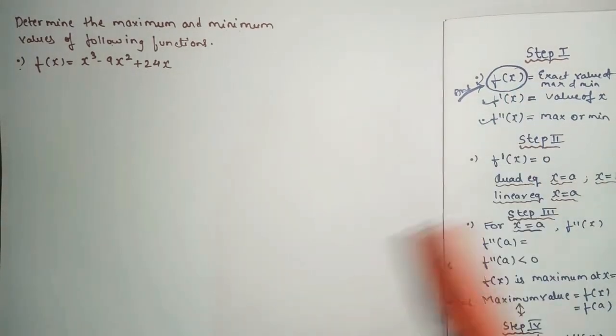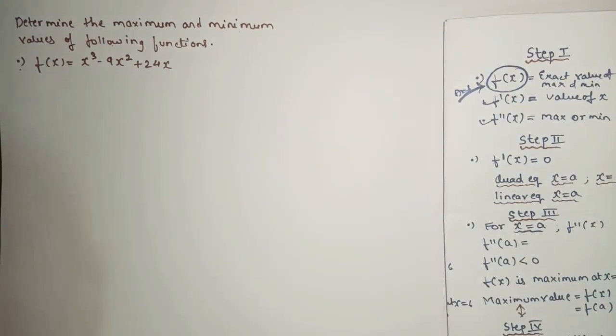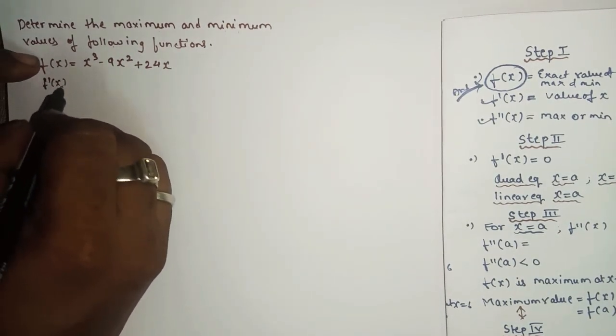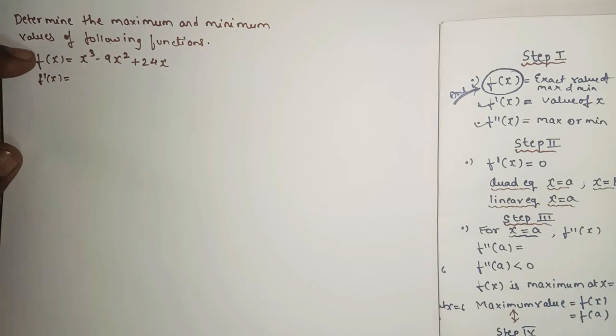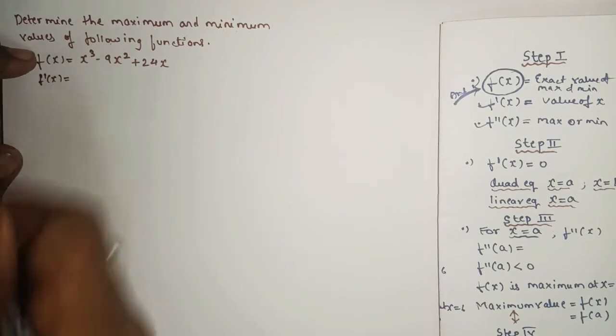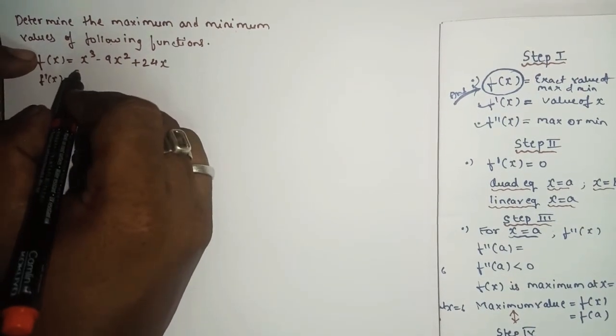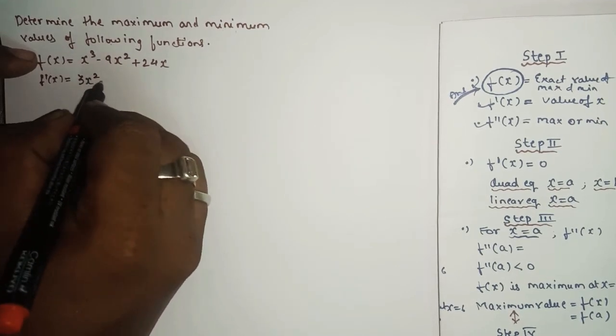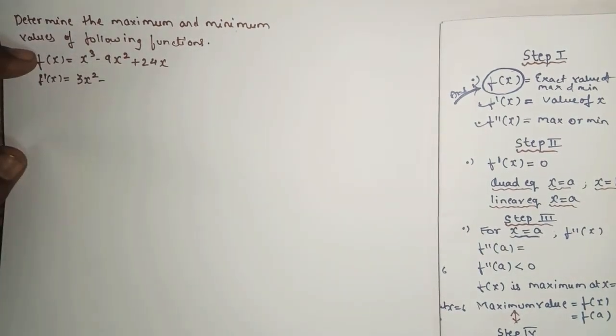So here you have f of x. First you will find the first derivative test with respect to x, yes or no? So what is the derivative of x cube? Derivative of x cube is what? 3x square, yes or no? Derivative of x cube is 3x square.